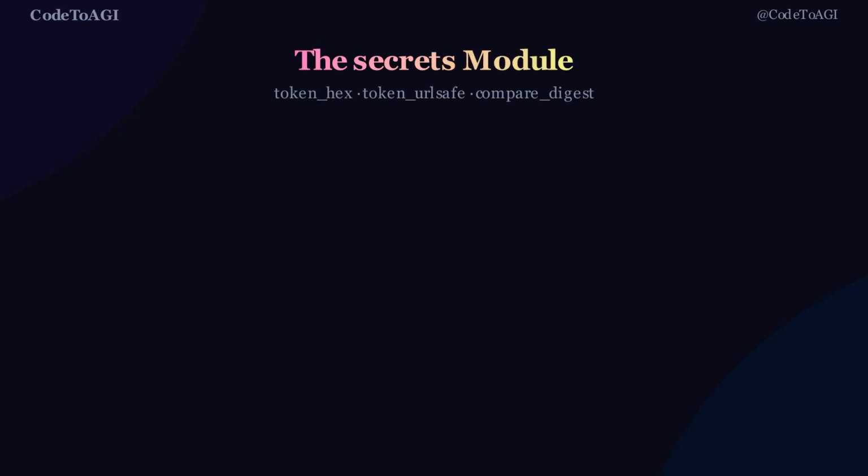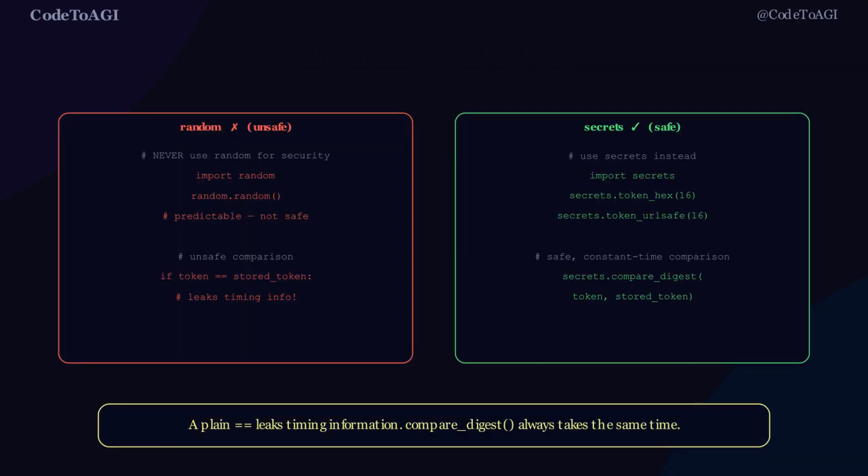The secrets module for anything that must be unpredictable. secrets.token_hex of 16, a random hex token. secrets.token_urlsafe, safe to put directly in a URL. Never use the random module for security. It is predictable, not random enough.